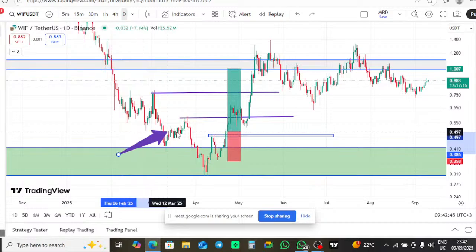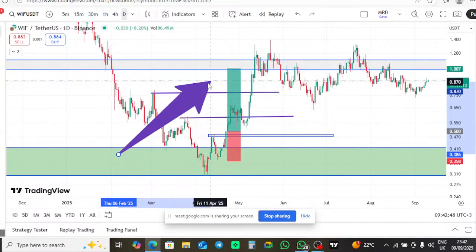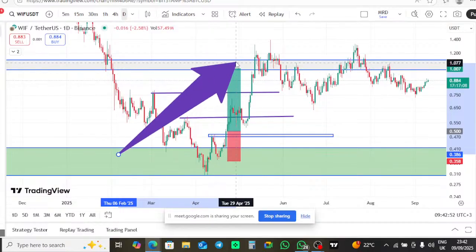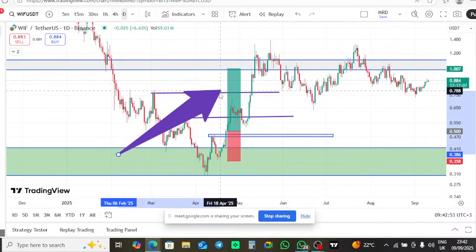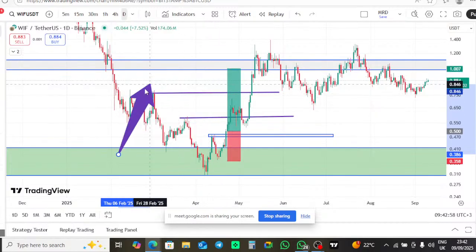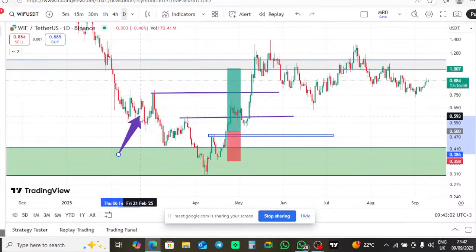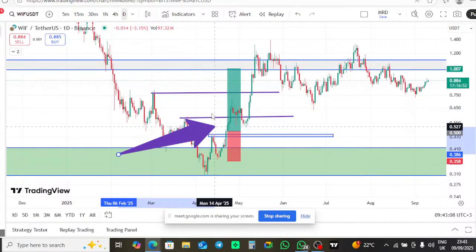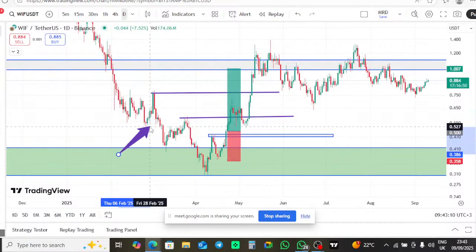But remember, while you are entering, you have the main target. But before hitting that target, we have some minor targets. And you will get those minor targets after looking at your left hand side, where the market rejected. Those areas are very much important.